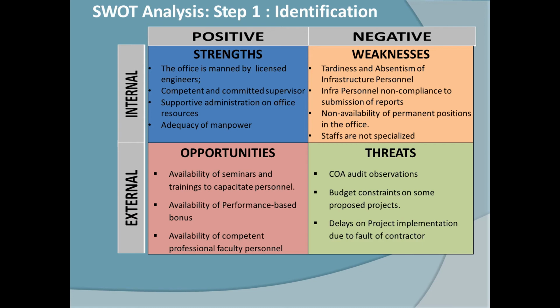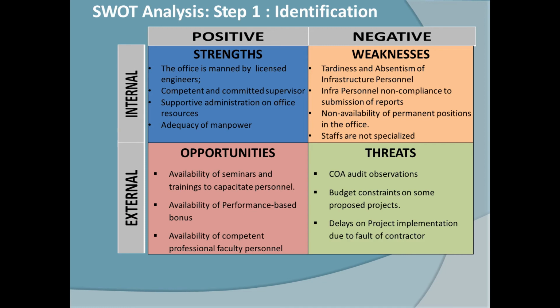So for the opportunities, availability of seminars and trainings to capacitate personnel, then the availability of performance-based bonus, and then the availability of competent professional faculty personnel. And the threats, the Commission on Audit observations would be a threat for the office, since these are negative attributes.